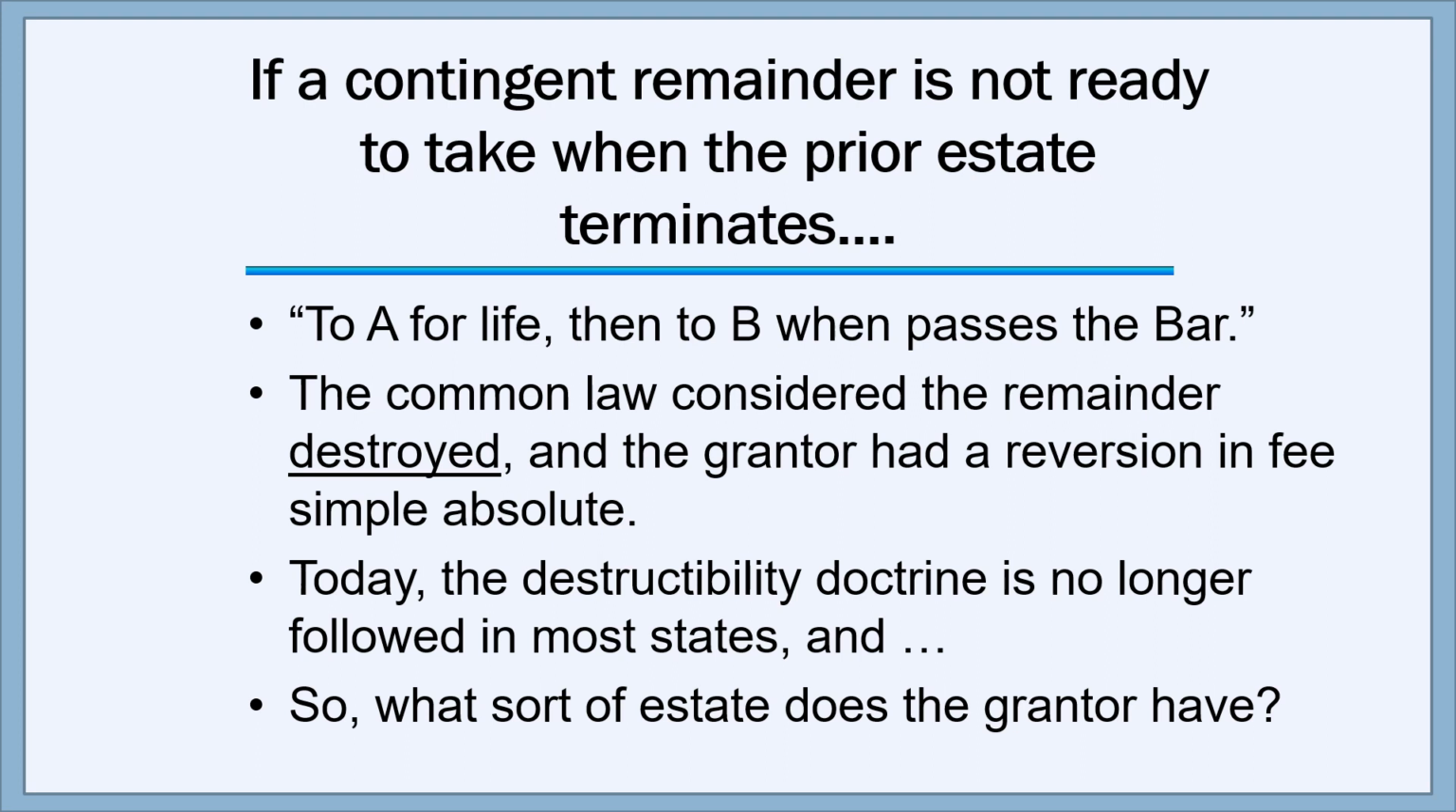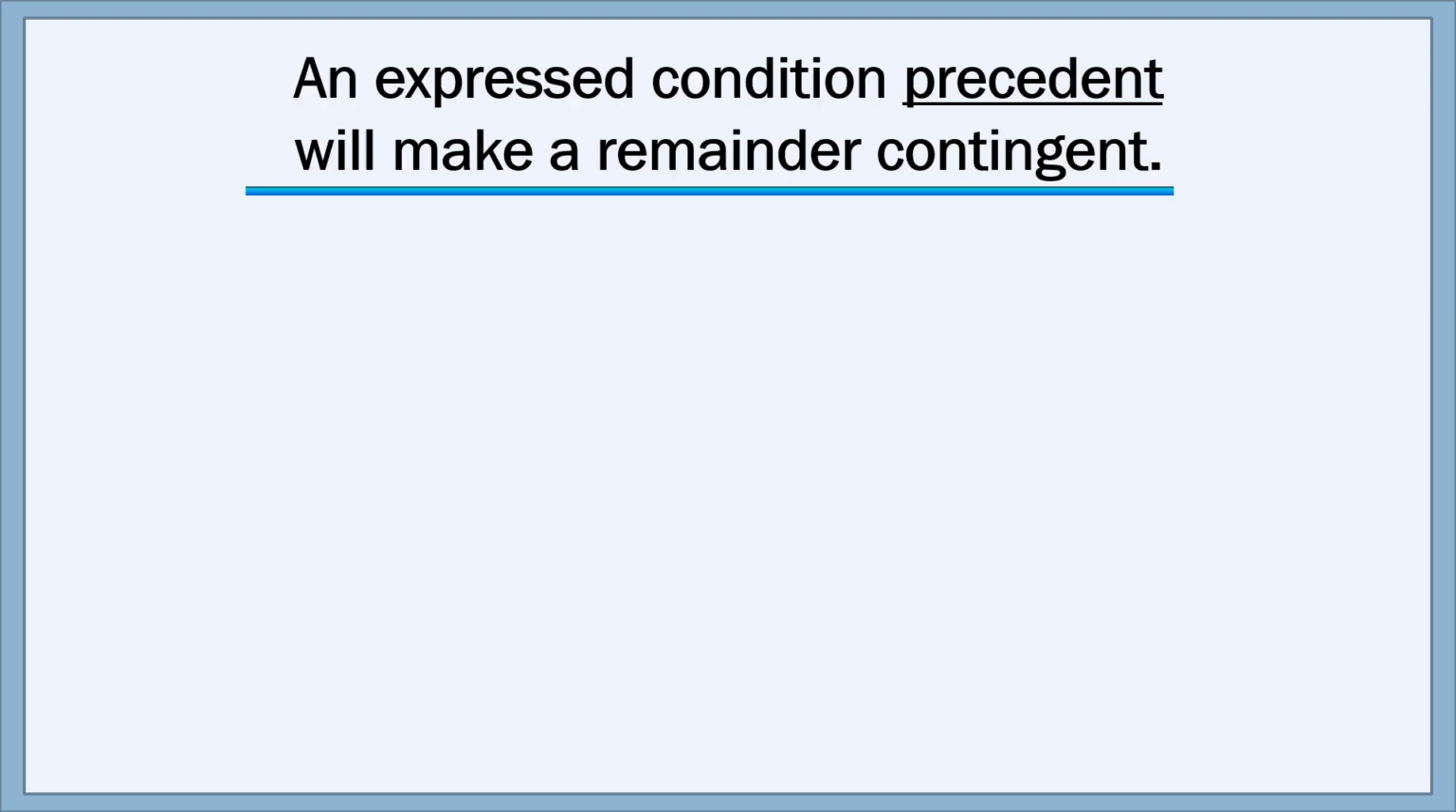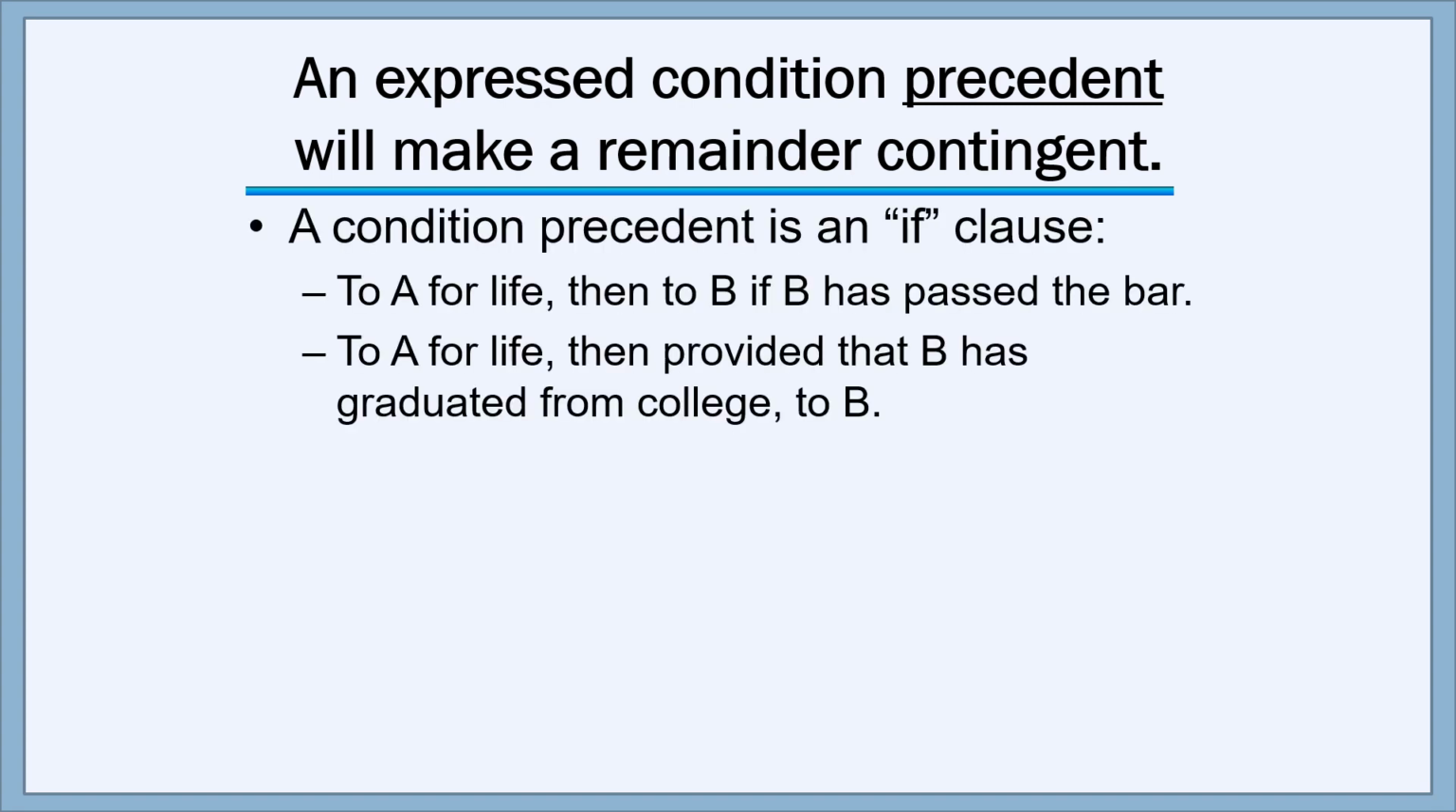Now, we learned earlier that one of the ways that a remainder can be contingent is that there's an expressed condition precedent on the remainder's taking possession. A condition precedent is an if clause, and here are a couple of examples. To A for life, then to B if B has passed the bar, the one we talked about on the previous slide. Here's another, to A for life, then provided that B has graduated from college, to B. Now I put in the second one without using the word if. It says provided that instead of if.